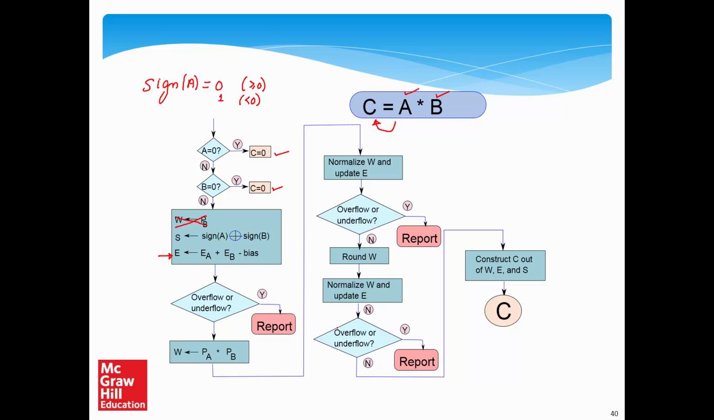Then again there is a possibility of us exceeding the range of the number system. If that has happened, we report. Otherwise, we move to constructing the result. Given the new significand, the new exponent, and the computed sign bit, we can combine all three pieces of information to create the result, the product C, which should be returned. This is pretty much the output of this particular circuit.